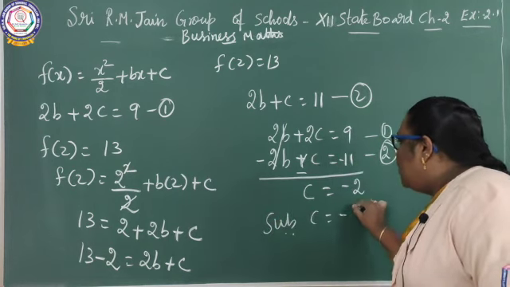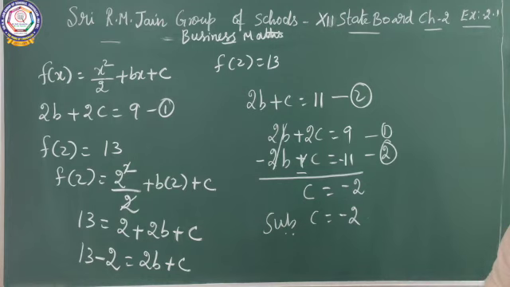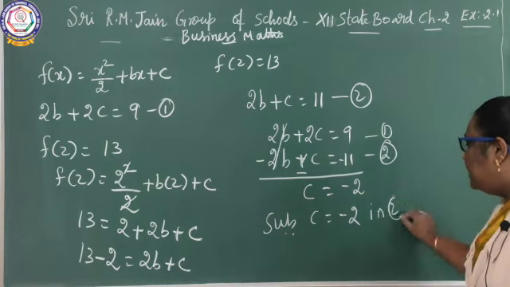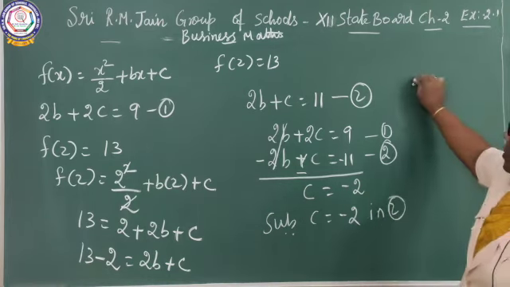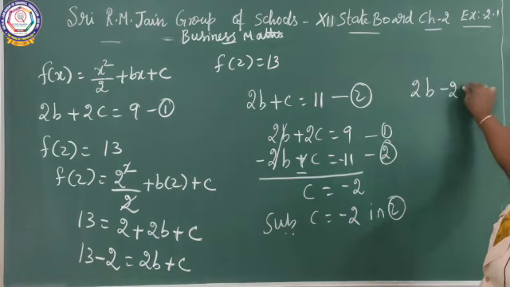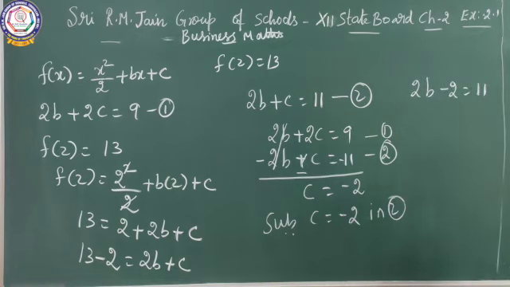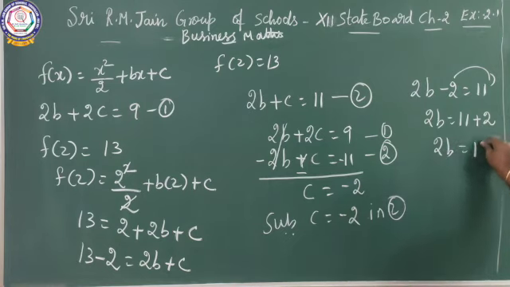Substitute c equal to minus 2 in any one of the equations. I can take the second equation. So 2b minus 2 equal to 11. 2b equal to 11 plus 2. You bring it to this side. 2b equal to 13 and b equal to 13 by 2.